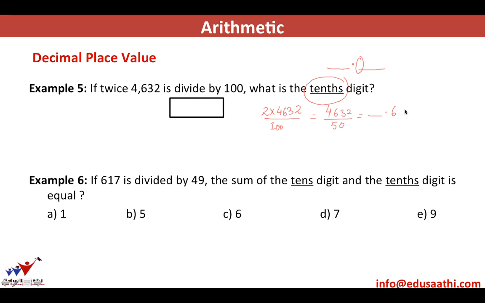Let's look at another question. If 617 is divided by 49, the answer that you will get would be 12.59. The sum of the ones digit and the tenths digit. So this will be ones, this will be tenths. Ones digit is 1. And tenths digit is the digit immediately after the decimal point, which is 5. Now you have to find the sum. The sum adds up to 6. The answer for both the questions on this slide is 6.